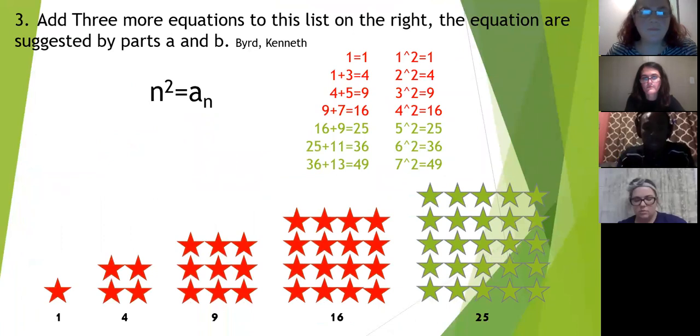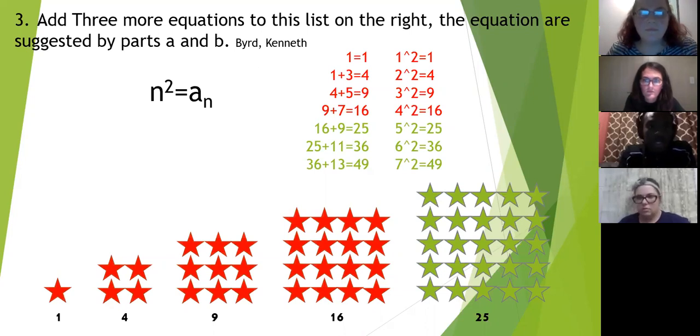And then I went and added, and you can see how I did it, where 1 equals 1, and 1 plus 3 equals 4. And then instead of adding 3 again, I added 5, which gave me 9. And then I did 9 plus 7, which is 16. And then it kept doing that, 16 plus 9 to 25.